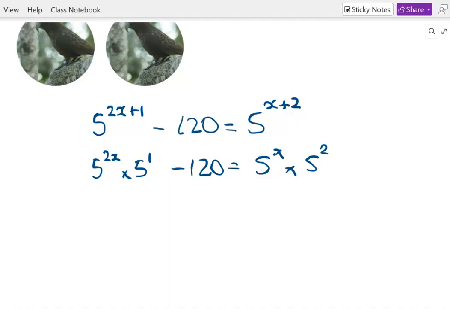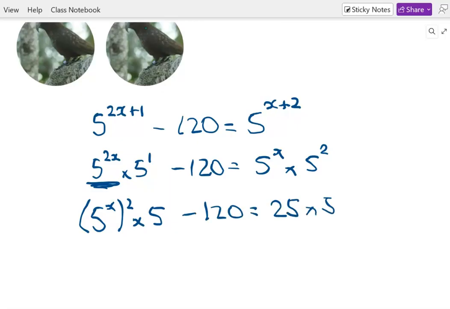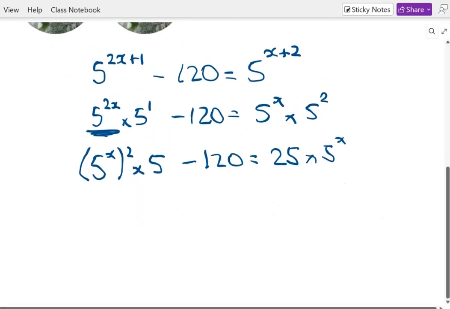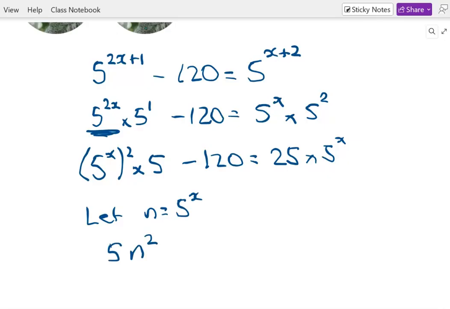The thing to note next, and if you've done these problems, you will have found this very fast. But if you're new to this and you're doing level 2 in 2026, you might not be used to this. We can split up that 5 to the power of 2x as 5 to the power of x squared times 5, minus 120, is equal to 25 times 5 to the power of x. And now we're going to let u equal, or I think they said let n equal. So let n equal 5 to the power of x. And you can see we've got 5n squared minus 25n minus 120 is equal to 0.